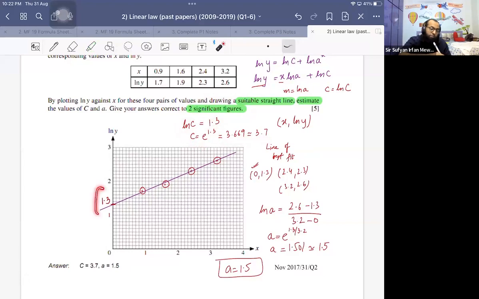So now this is 1.3. I can equate 1.3 with ln c. So c equals e to the power 1.3, and the answer is 3.7.